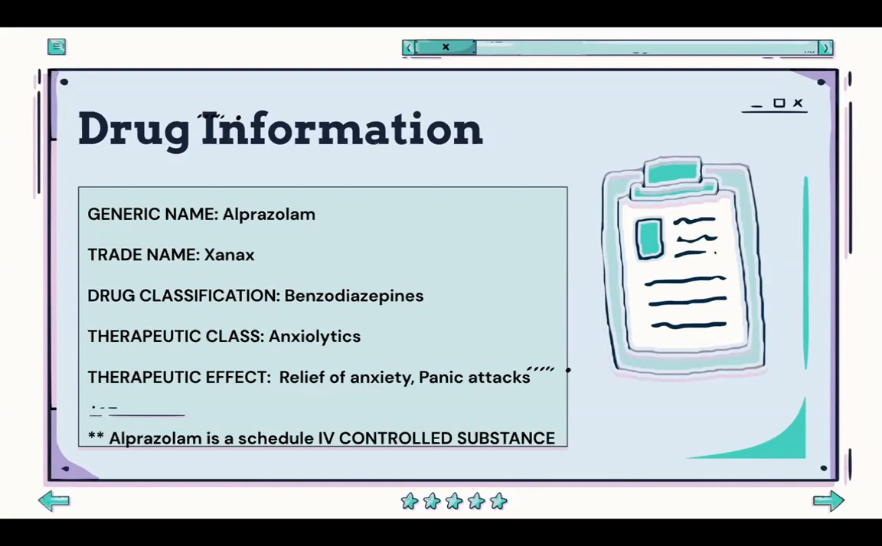And it's important to note that alprazolam is a Schedule IV controlled substance, and that means that there's a lot of drugs that are listed based on abuse potential, and it's rated with Schedule I being highest abuse potential with no medical use, and Schedule V is minimal abuse potential and has medical use. So for alprazolam, it's a Schedule IV drug, meaning that there is some abuse potential, and we'll get into more of that later on. Right now, we'll go ahead and focus on mechanism of action and pharmacokinetics.